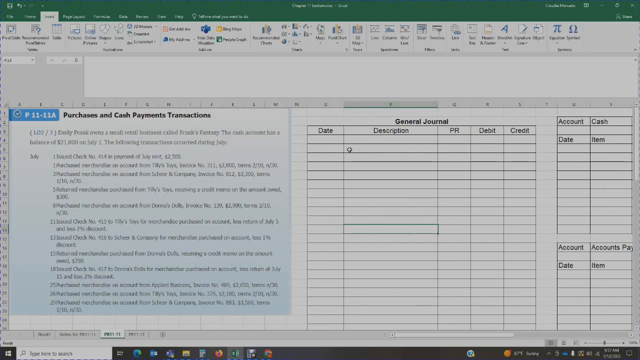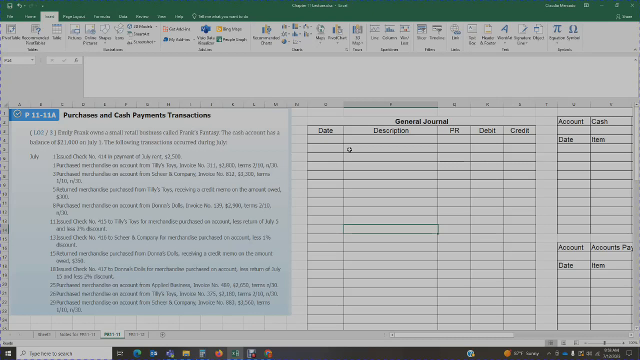Okay, so problem 1111A deals with purchases and cash payments transactions. Okay, it says Emily Frank owns a small retail business called Frank's Fantasy. The cash account has a balance of $21,000 on July the 1st. The following transactions occurred during July.